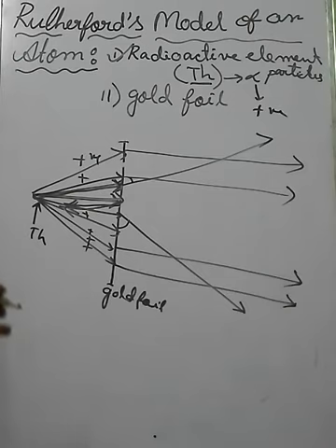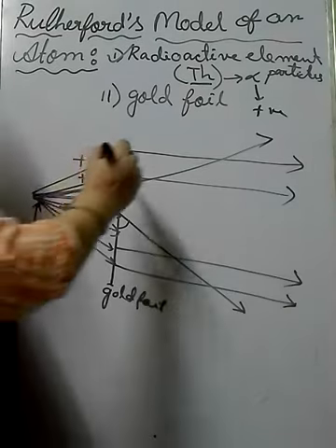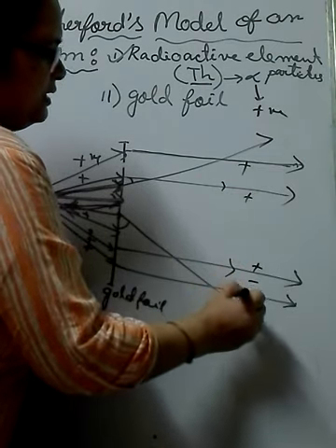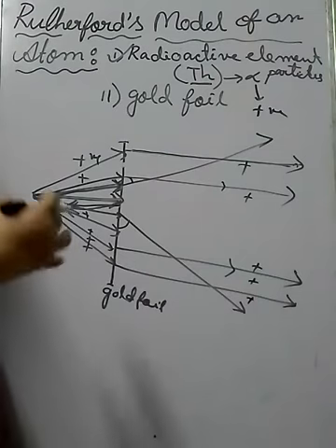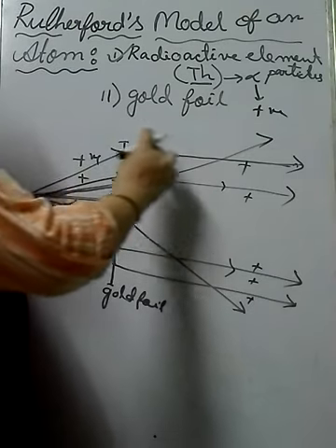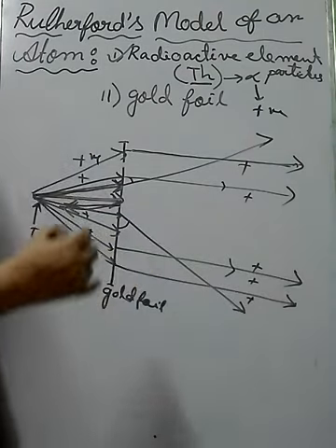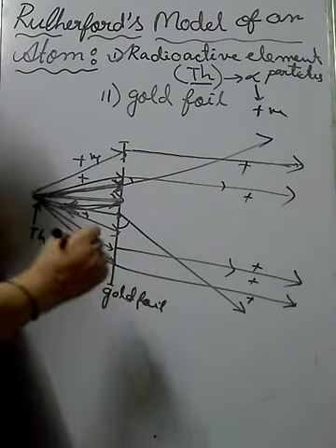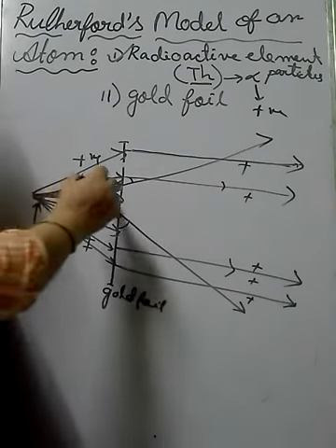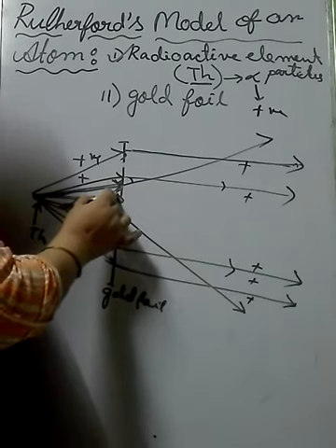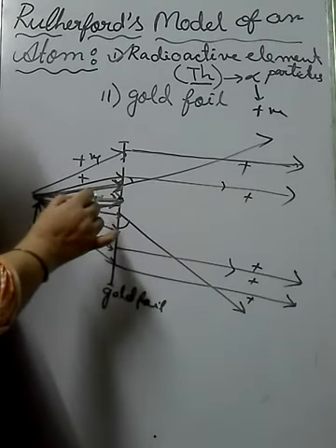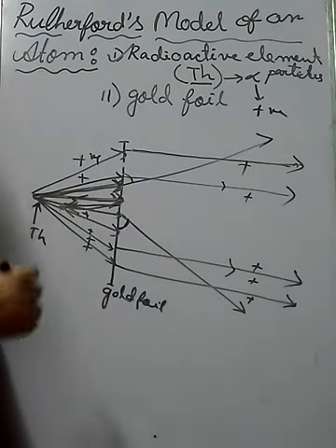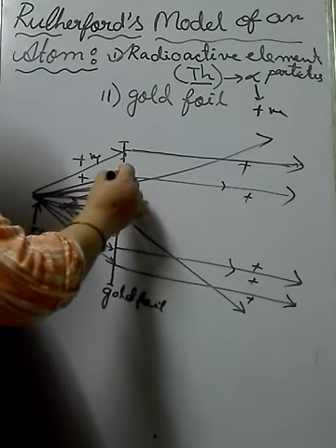From these observations, he concluded that since most of the alpha particles easily pass through the gold foil, that means many places in the gold foil are empty. Many empty spaces are there in the gold foil, number 1. Number 2, 1 out of 12,000 return back after hitting the gold foil, and a few after hitting the gold foil bend from their direction, not going straight.